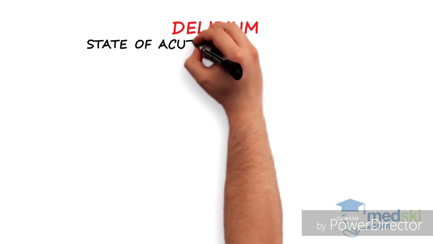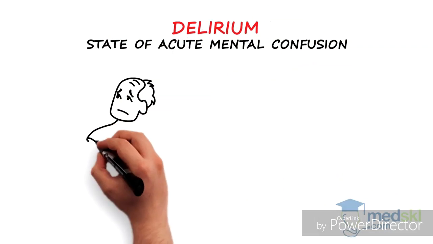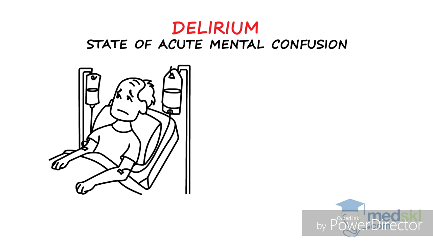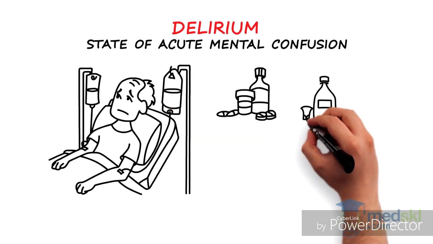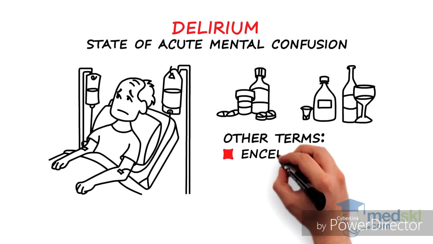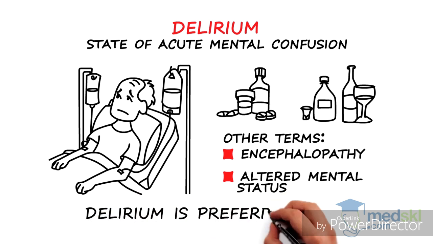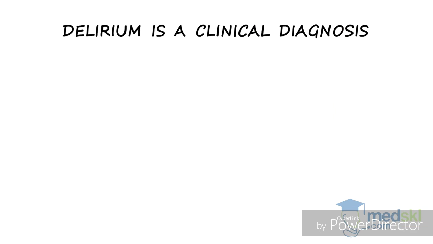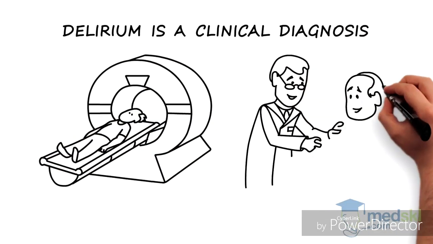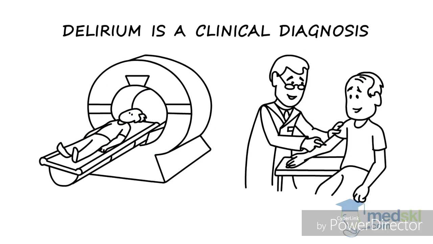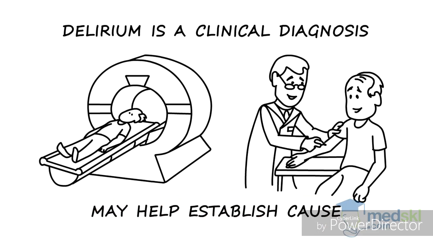So, what is delirium exactly? Delirium is a state of acute mental confusion. It can be caused by medical conditions or the psychoactive effects of medication or other substances. Unlike the terms encephalopathy and altered mental status, which also describe confusional states, delirium has a clear, reliable definition. As such, it is the preferred term when a patient meets diagnostic criteria. Delirium is a clinical diagnosis. Imaging studies and laboratory tests cannot diagnose delirium itself, but may establish a cause of delirium.